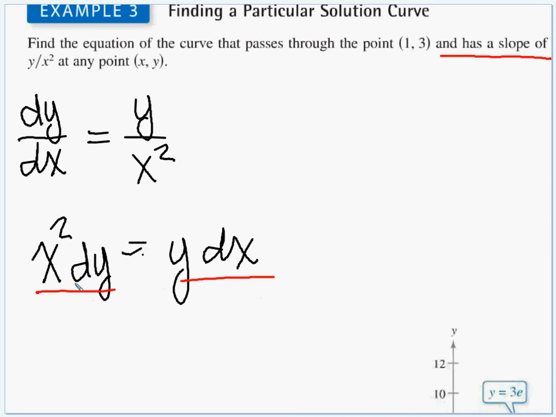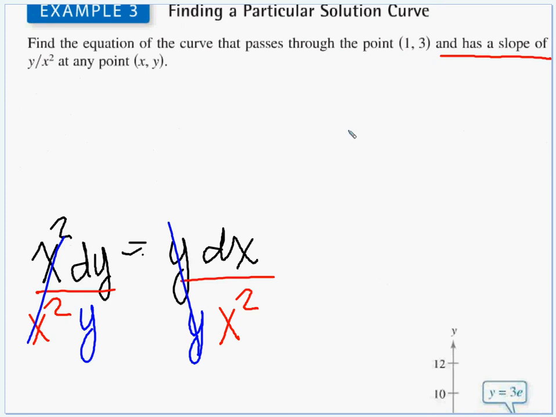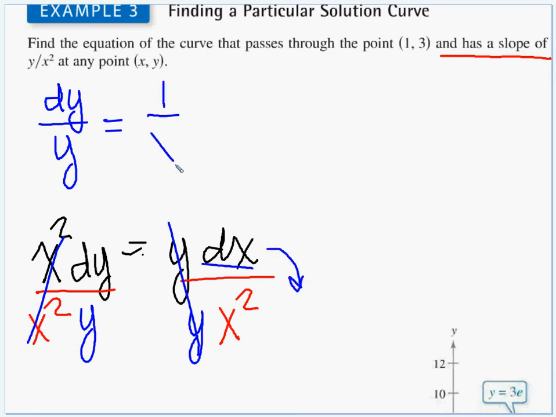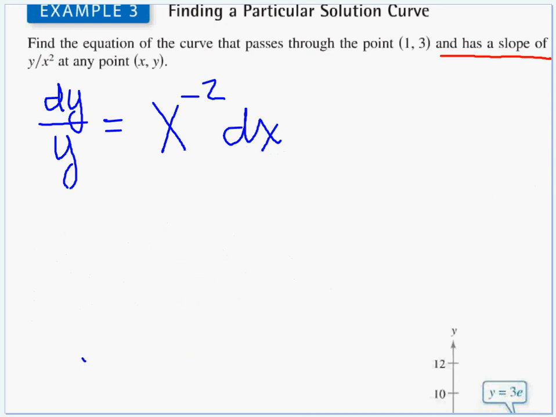And we're going to divide both sides by x squared, as well as divide both sides by y. So I'll work back up here. On the left side, dy over y is equal here. I'm going to slide this dx off of there. That'll be 1 over x squared, or let's write that as x to the negative 2 dx. Variables are separated. Let's antiderive.